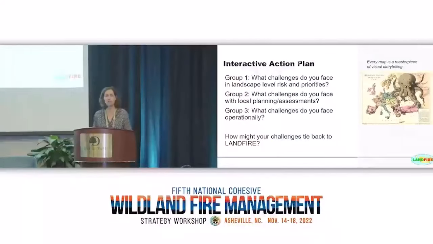Yeah, I always say a picture is worth 1,000 words, but a map is worth 1,000,000. If you can utilize this data to tell your story, that's the huge advantage of having all of the spatial data. I'm a GIS fire geek, so I love it. Every map is a masterpiece of visual storytelling. If you can show them, like we saw in the last presentation, this is what it is before the treatments, this is what it is after the treatments, and there are tools to do that now. So I really feel like maps are your friend.